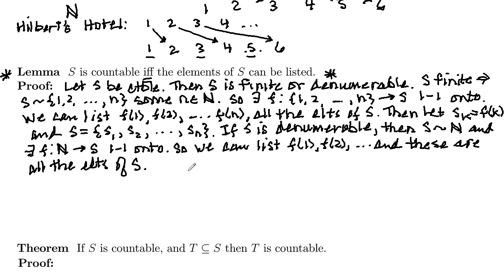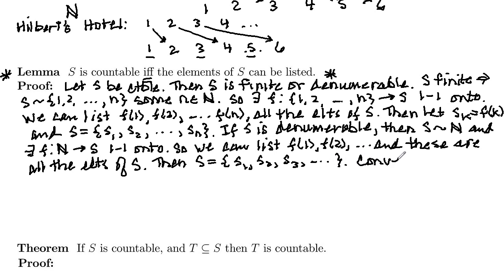And then we can do the same trick that we did before. We'll define S sub k to be f of k, and then our set S is going to be S1, which is f of 1, S sub 2, which is f of 2, S sub 3, f of 3, etc. So if we kept going, we could list everything in the set. So that gets the forward direction.